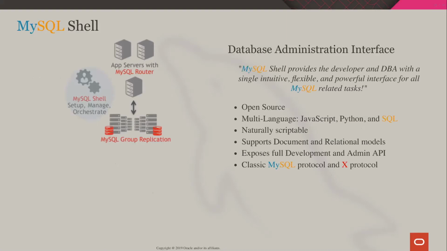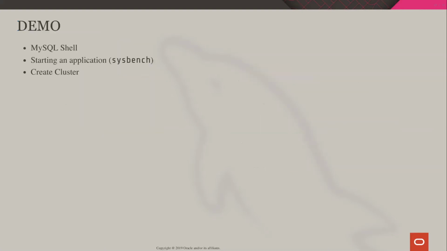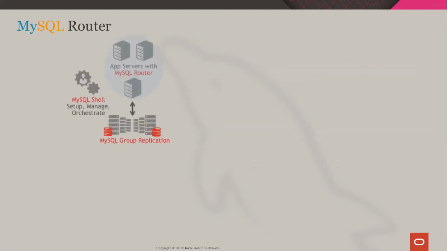Shell, next item, is basically a shell that helps the DBA, the operator, the developer to log in and run a lot of commands. There's JavaScript and Python and SQL interface. And today we're going to show JavaScript. And yeah, that's it. I'll just go a bit quicker so we can show more demo, of course, much more important. So next up is Router.